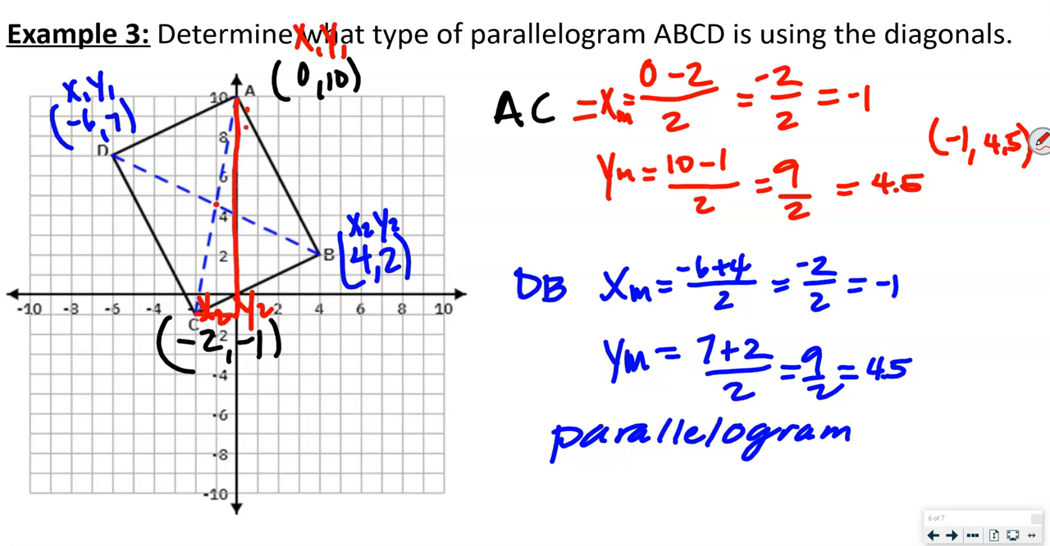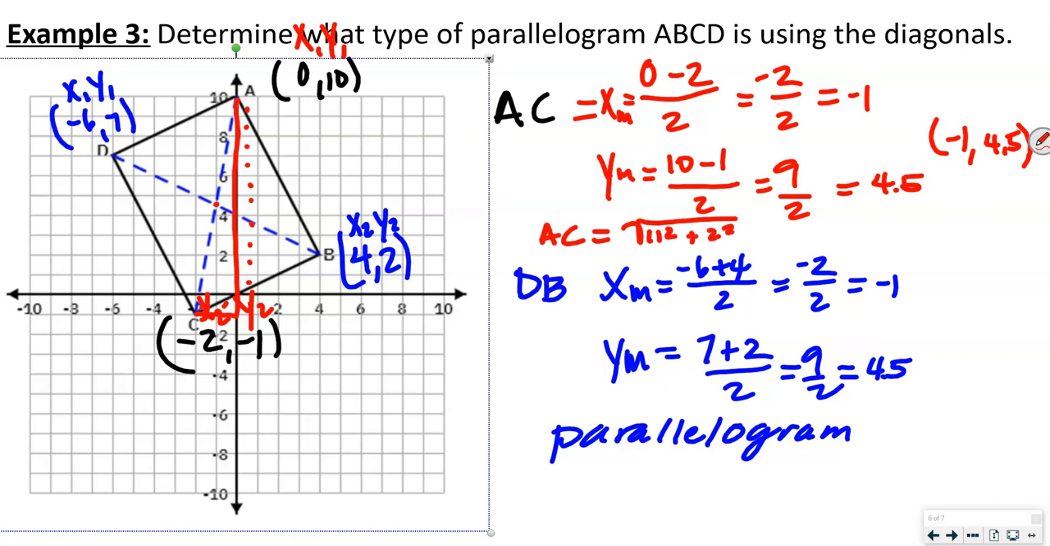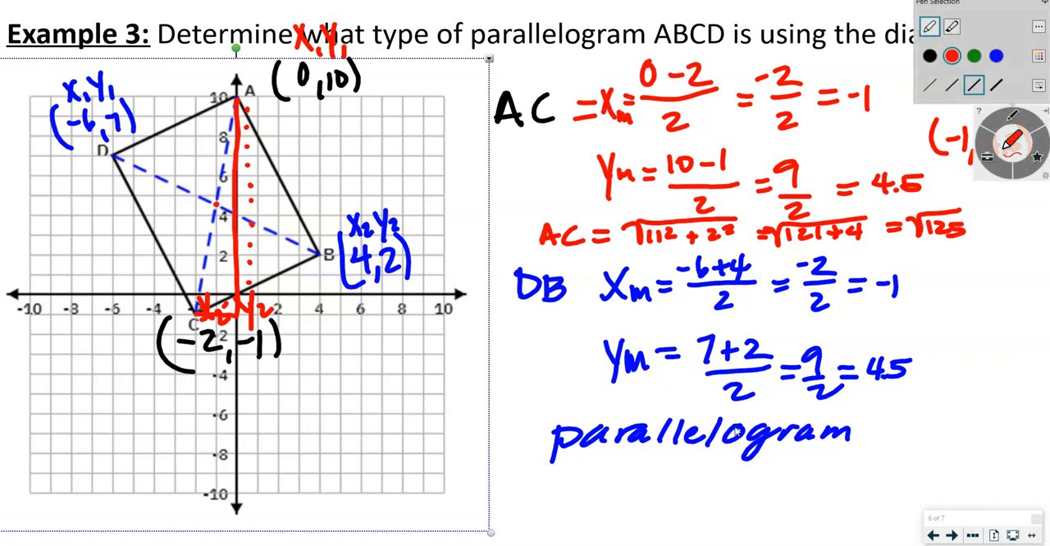So we're going to count 1, 2, 3, 4, 5, 6, 7, 8, 9, 10, 11. So I'm going to find the length of AC. I'm going to do the square root of 11 squared plus 2 squared. That would be 121 plus 4, so that's the square root of 125. Now we're going to do the same thing with DB. I'm going to do this in a different color. Let's choose green here.